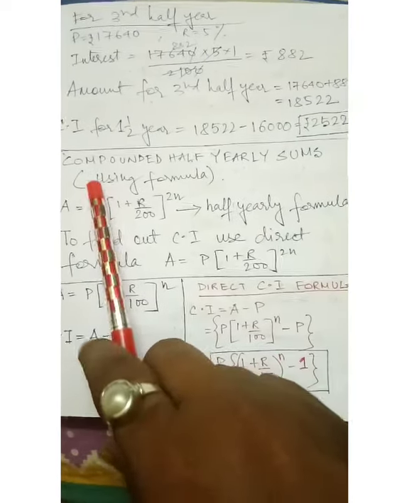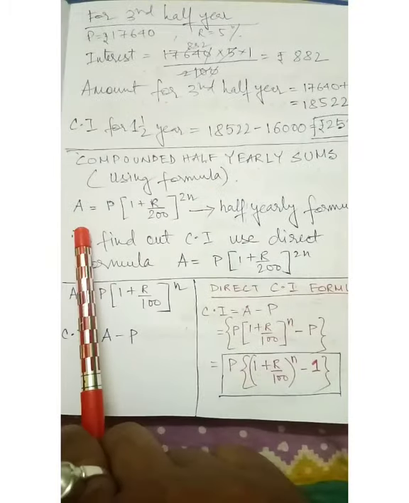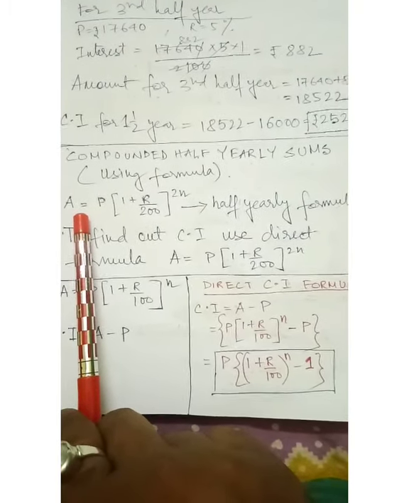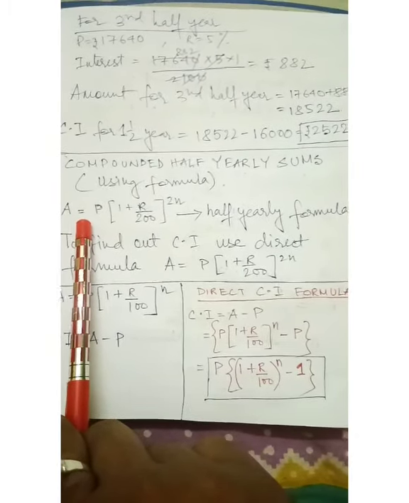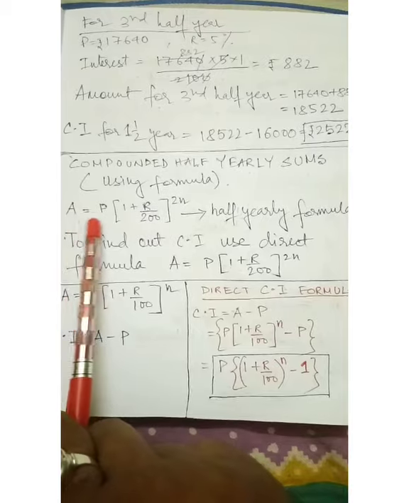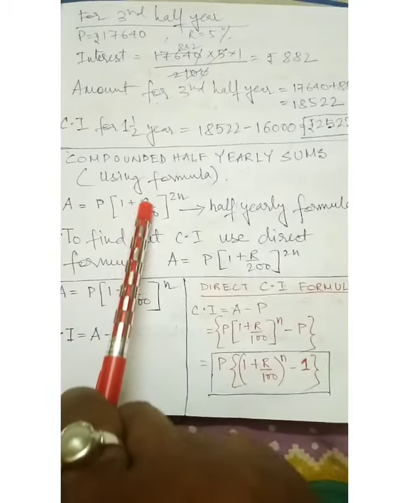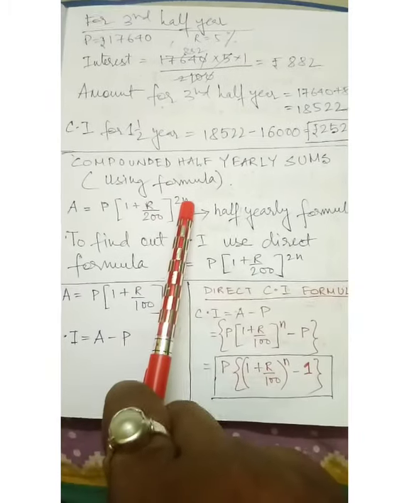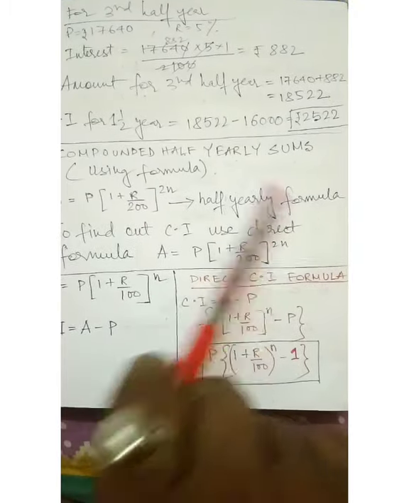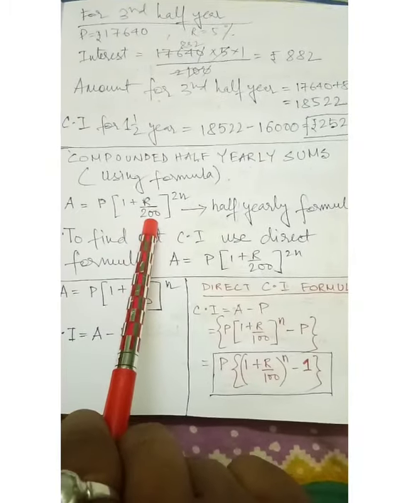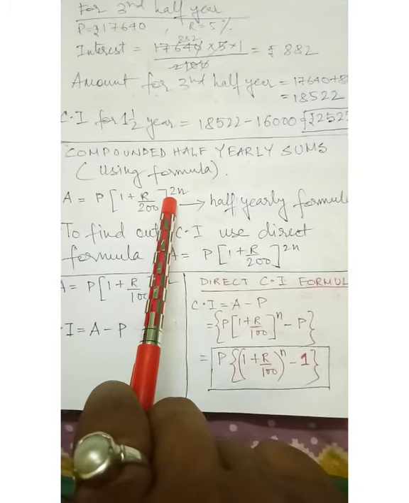Next, a very important thing, we'll learn the formula today. What have we done? Compounded half yearly sums using the formula. We know that formula from last day in module 1. The formula is A equals P in bracket 1 plus R by 200 to the power 2n. Whenever you have half yearly, I have written over here the half yearly formula. That time the denominator is 200 and the power will be 2n.